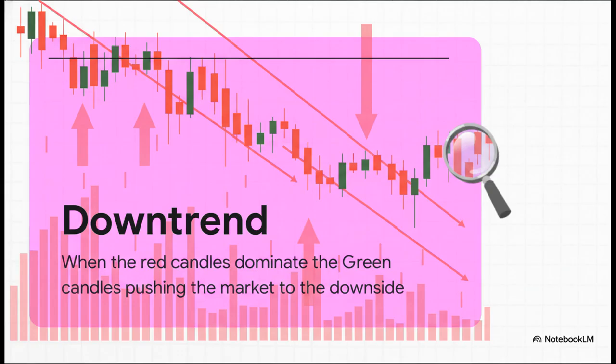A downtrend is strictly defined by red candles overpowering the green ones, forcing the price lower. It's a total shift in control. The visual evidence of selling pressure has to completely dominate the buying pressure. It's really that simple, but man, is it profound when you see it on the chart.